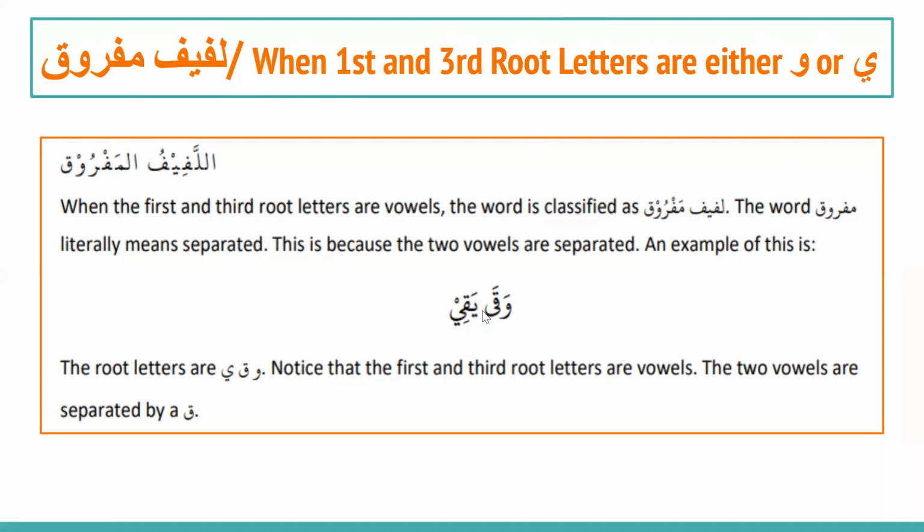For example, waqa, yaqi. Waqa is waw, qaf, and ya. So the two weak letters are separated from each other by a regular letter. Then this is lafif mafruq. Mafruq means separated. So two weak letters are there out of three, but these two weak letters are separated. So this type of fail is called lafif mafruq. Waqa yaqi is one of the examples of lafif mafruq.